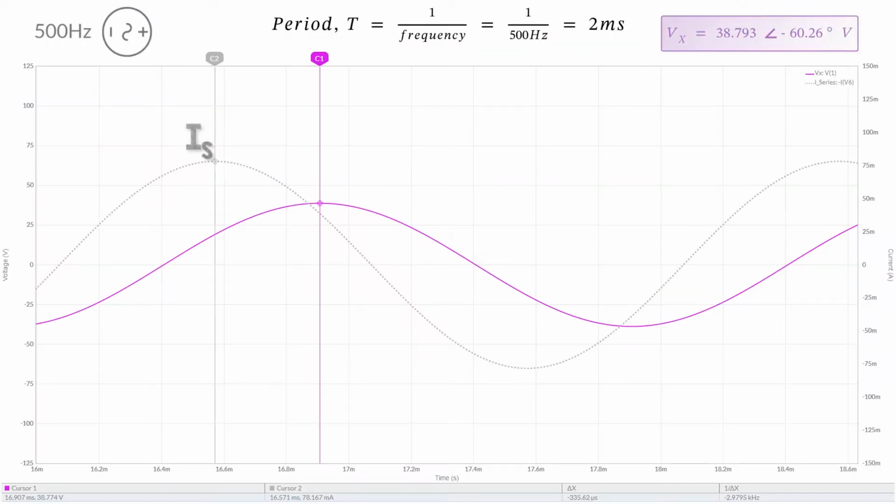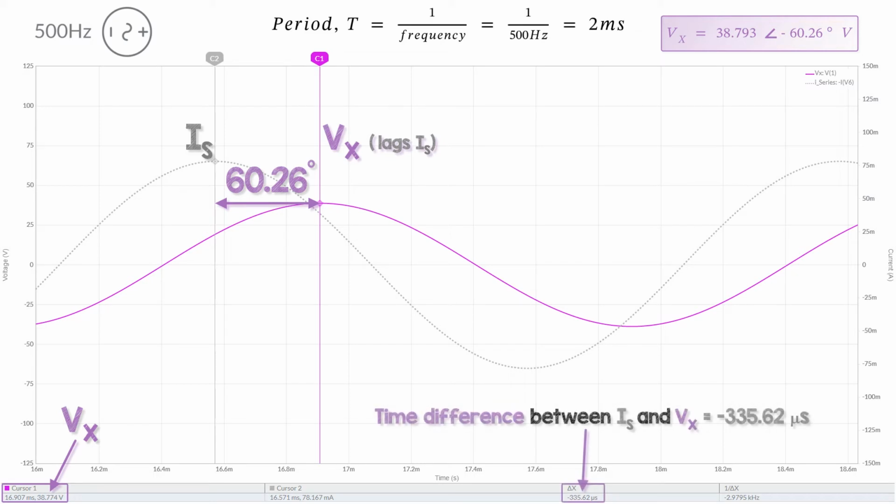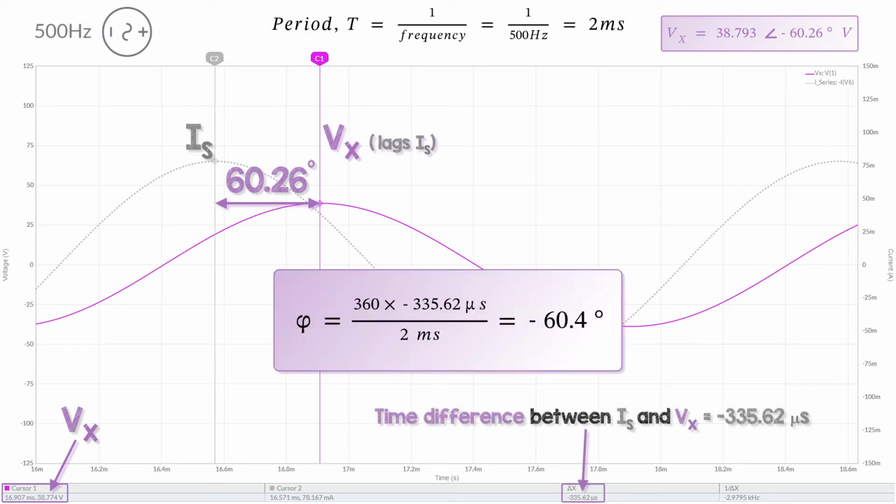So there's the supply current and there's Vx, which is lagging, and it should be lagging by about 60 degrees. And we can prove whether it is on Multisim using the same method as before. There's Vx, there's the time difference between the two. So the phase difference comes out as minus 60.4 degrees from observation, which is pretty good.